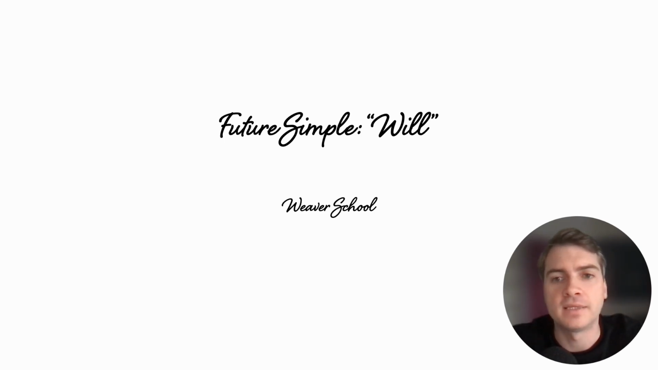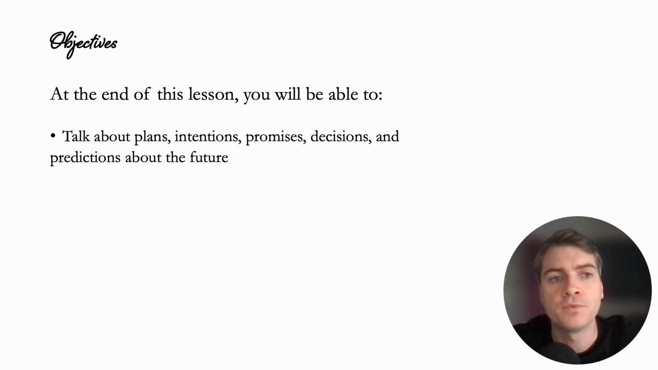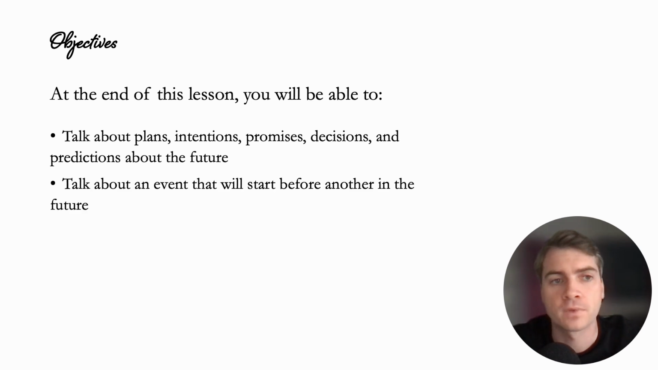Today we're going to talk about the future simple tense and specifically the form that uses will. I've broken the future simple into two lessons, this one covering will and the next one covering going to. After you finish this lesson, you will be able to talk about plans, intentions, promises, decisions, and predictions about the future, and talk about an event that will start before another event in the future.